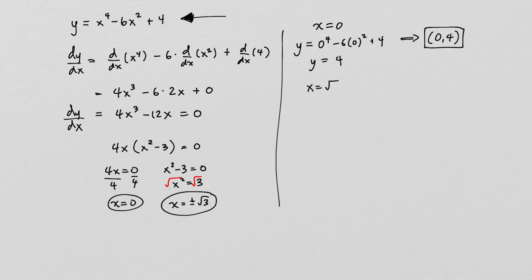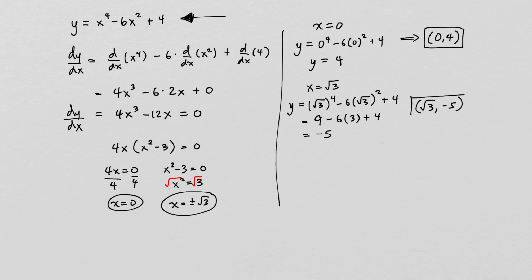If x is equal to the square root of 3, y is going to be the square root of 3 to the fourth power minus 6 times the square root of 3 squared plus 4. Now, the square root of 3 to the fourth power is actually 9. And then we have minus 6 times the square root of 3 squared is 3, and then plus 4. And then doing the math, 9 take away 18 is negative 9, plus 4 is negative 5. So radical 3, negative 5 is another point on the curve where the tangent line is horizontal.